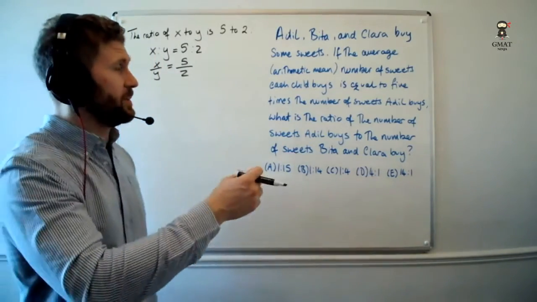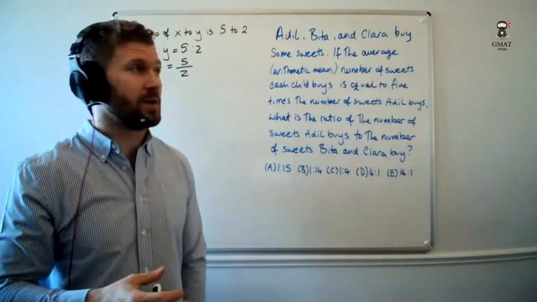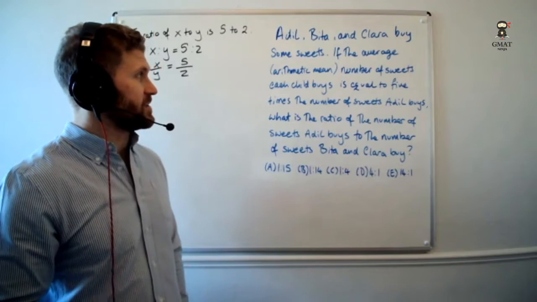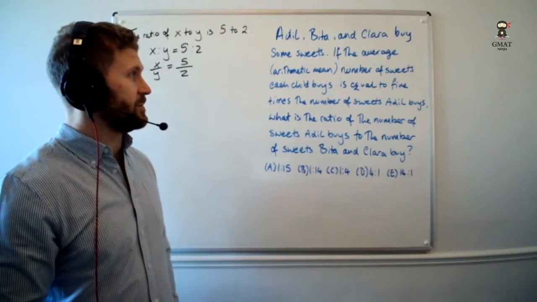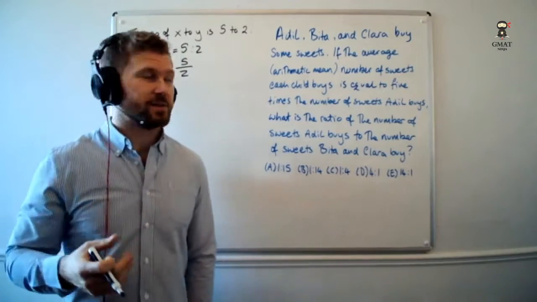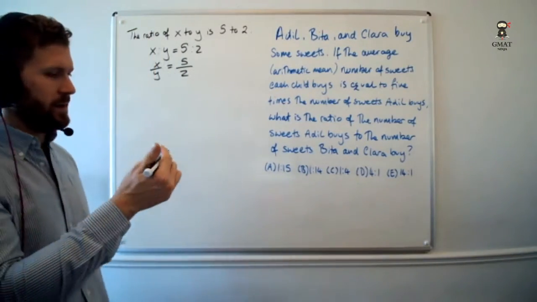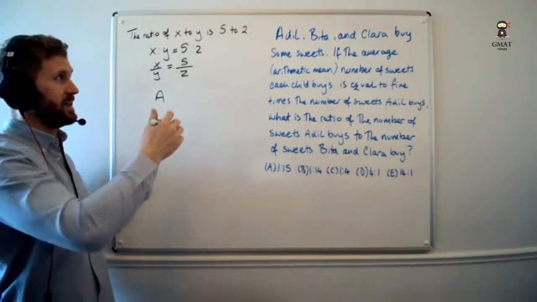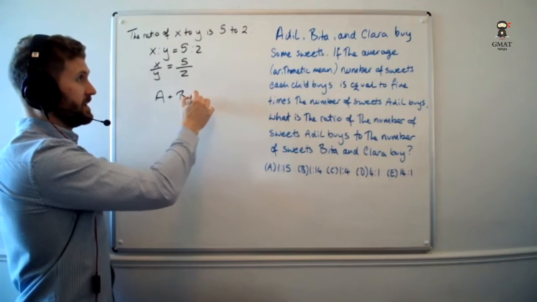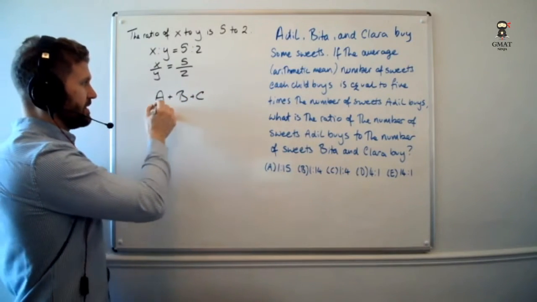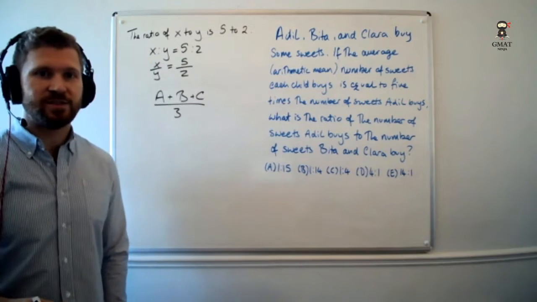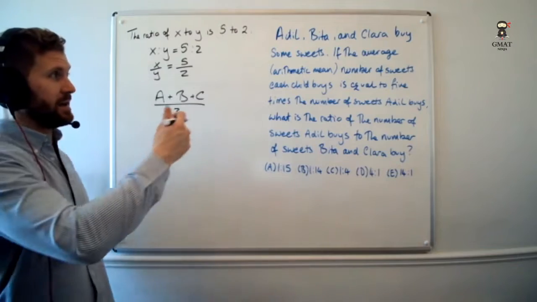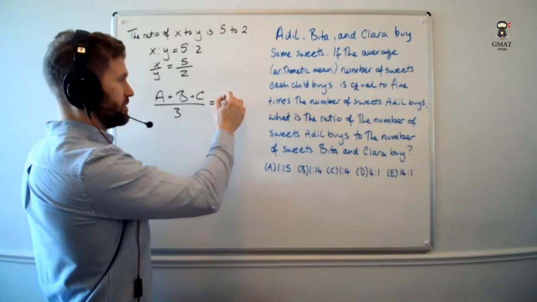So pulling this question apart, we've got this second sentence that gives us a lot of information here. If the average, so the arithmetic mean, number of sweets each child buys is equal to 5 times the number of sweets that Adil buys, from that we can set up an equation here. So the average number of sweets, if I say that A is going to be the number of sweets that Adil buys, B is the number that Beta buys, and C is the number that Clara buys, then the arithmetic mean of the number of sweets each child buys is going to be A plus B plus C divided by 3. And that, we're told, is equal to 5 times the number of sweets Adil buys.